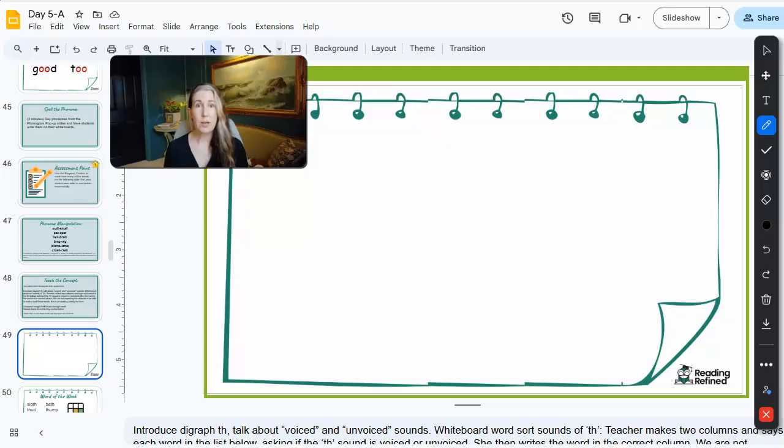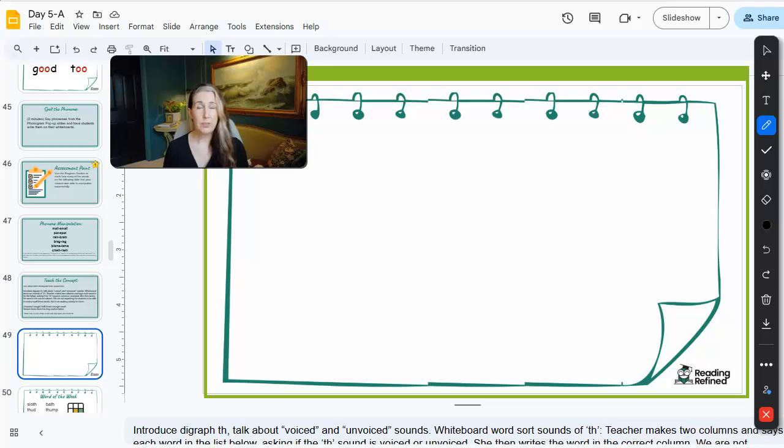So this is something that you are going to talk about with your students, that there's a voiced version and there's an unvoiced version. Now, just as a heads up, the words for this unit that are within the Reading Refined curriculum are all going to be the unvoiced version of the TH digraph. However, we are going to discuss those two versions first.